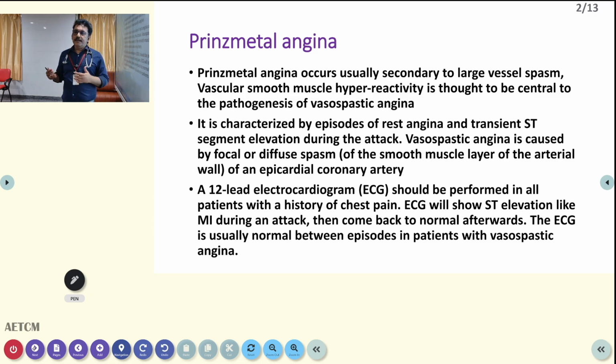So during the chest pain, if you take an ECG, then you can see ST elevation during the acute episodes. But after some time, once the angina is relieved by drugs or spontaneously, it can also reverse.